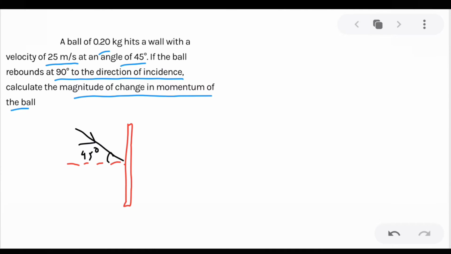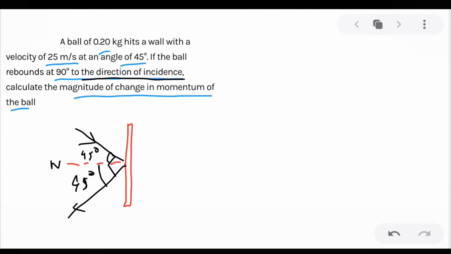Now, the ball rebounds at 90 degree to the direction of incidence. That means the ball rebounds in this direction, and this total angle is 90 degree. The angle of incidence is already given, it is 45 degree. So the angle formed with the normal, this is the normal, will also be 45 degree. So this is also 45 degree.